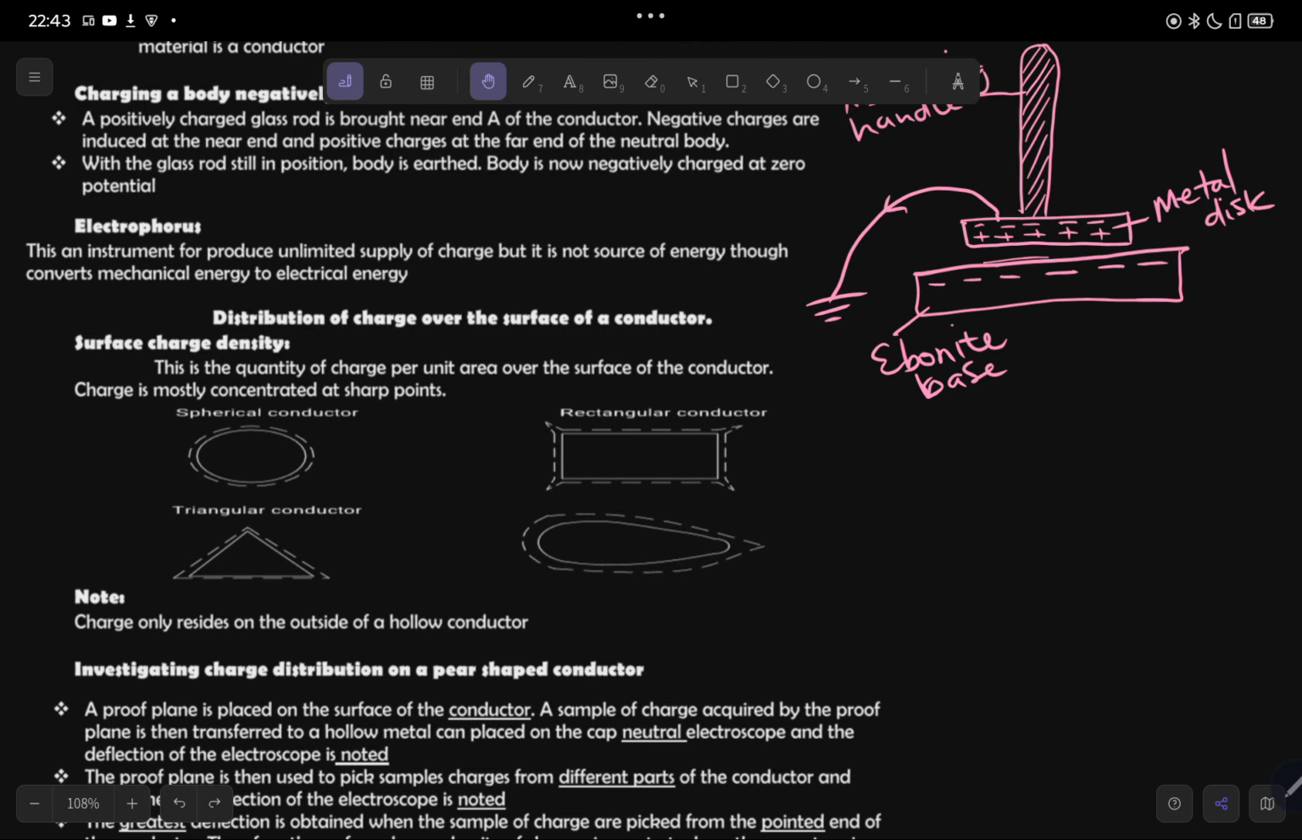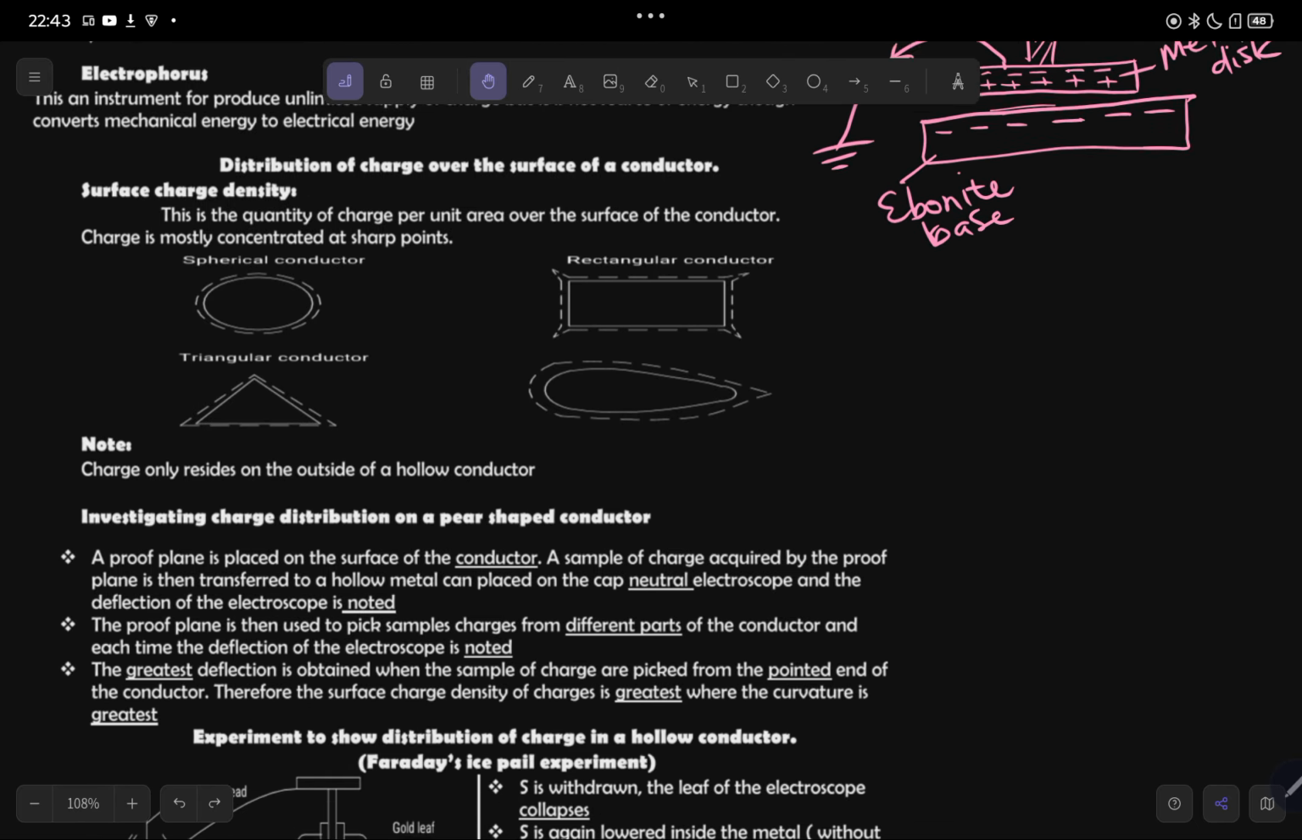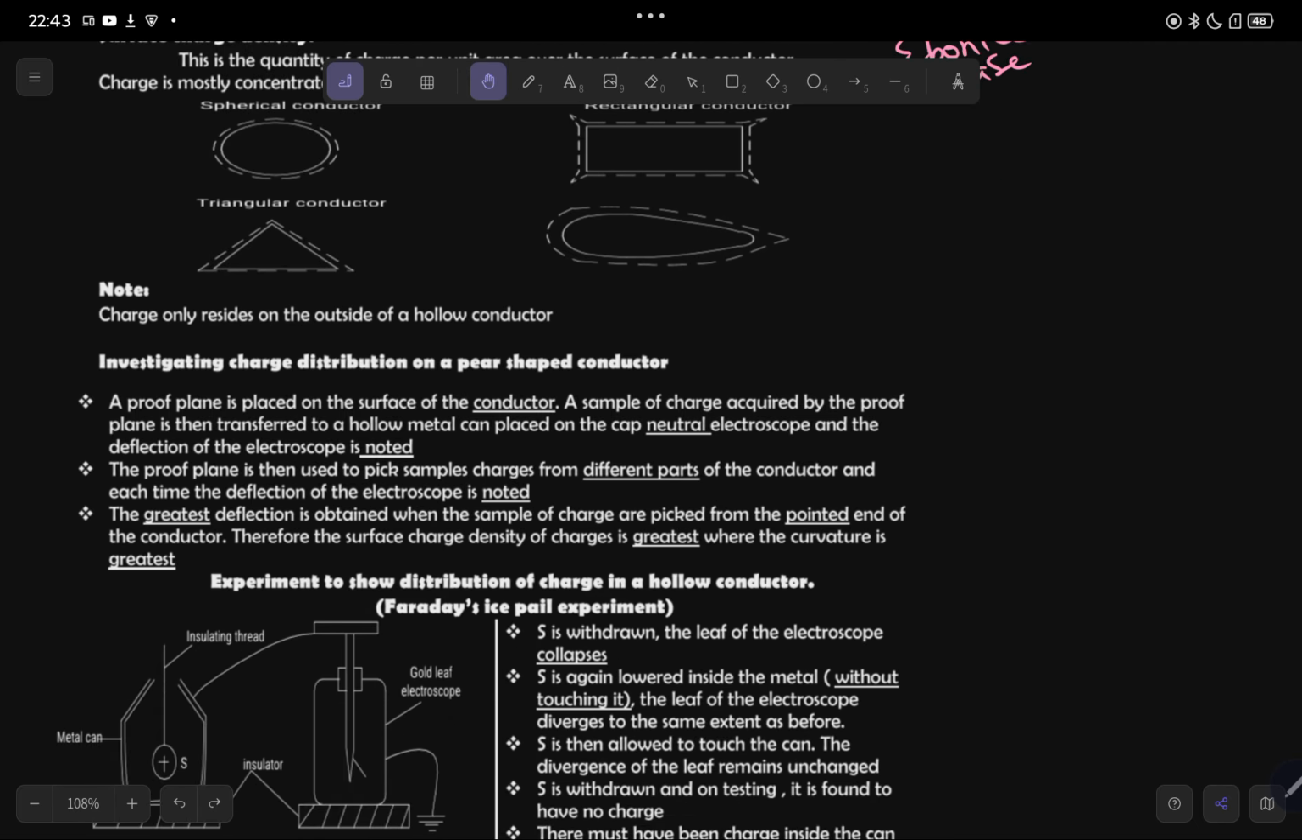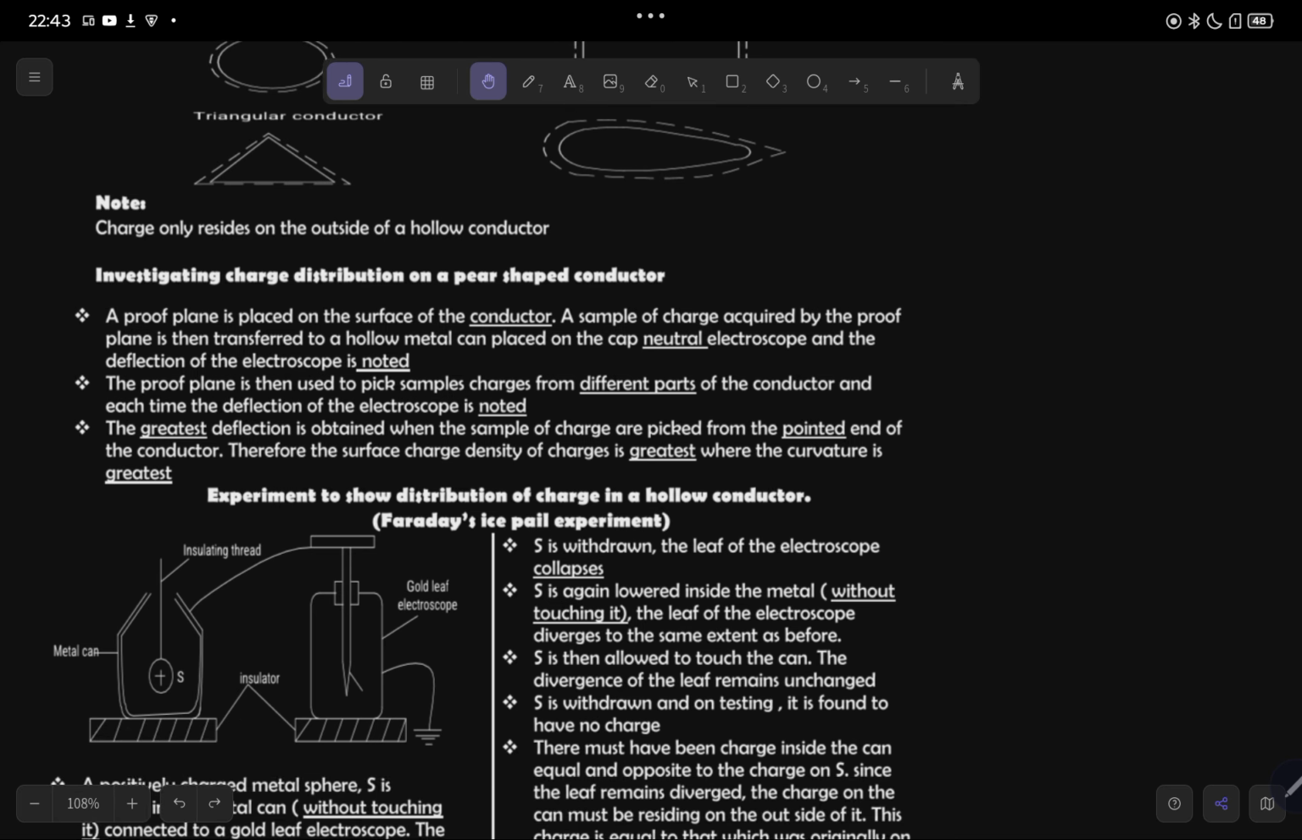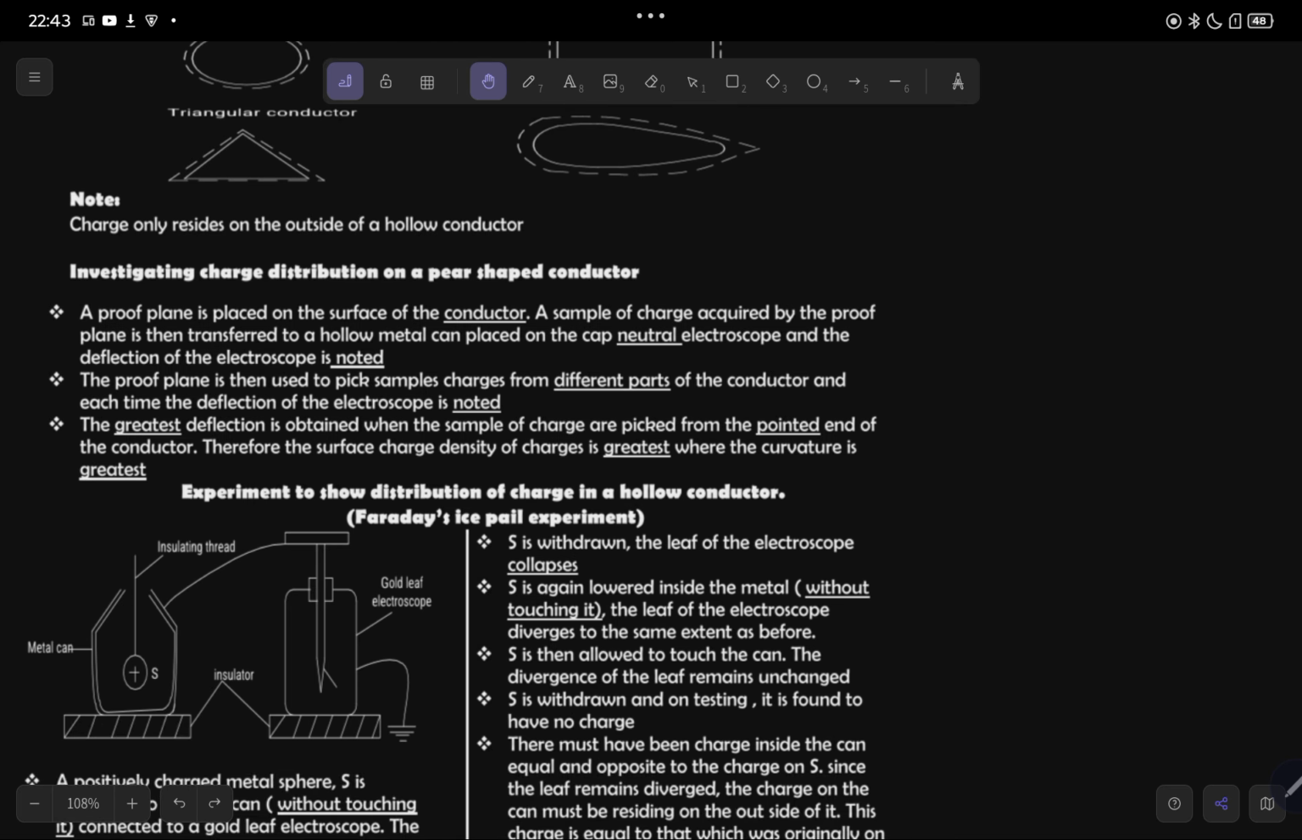Note, charge only resides on the outside of a hollow conductor. If you have a conductor which is hollow, it has been proved through Faraday's ice pile experiments that charge only resides on the outside of a hollow conductor. This has been proved by Faraday in his ice pile experiments, and that's what I want to talk about here next.